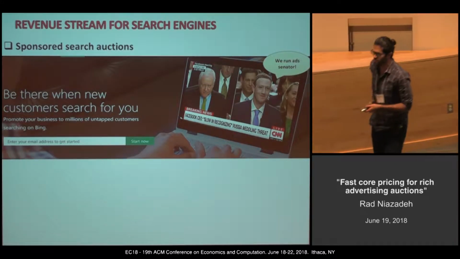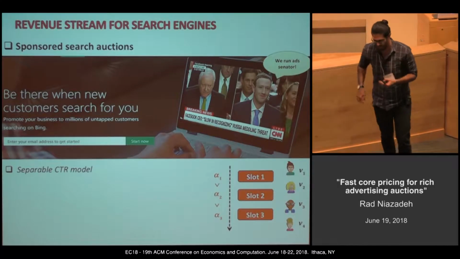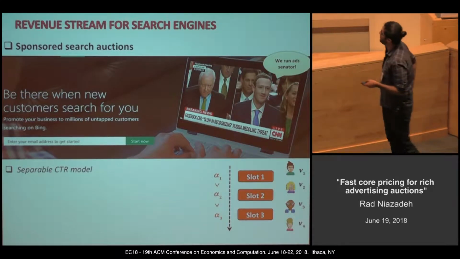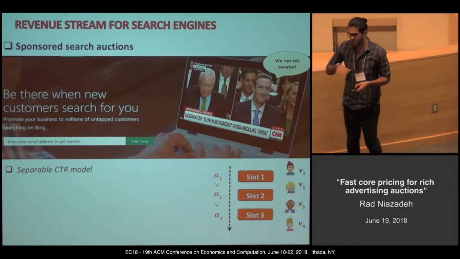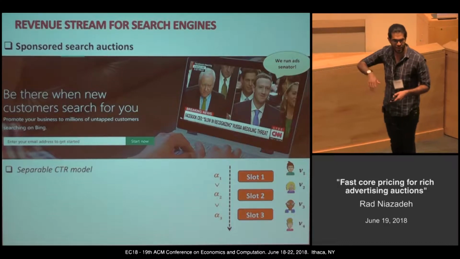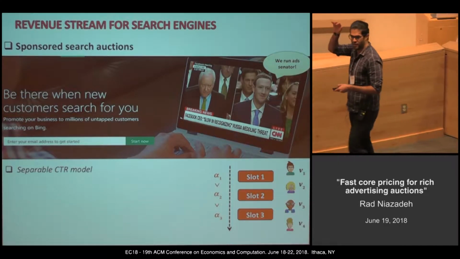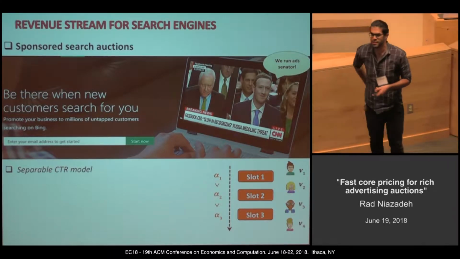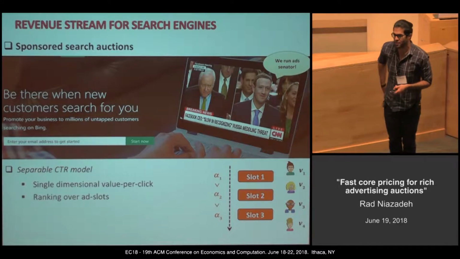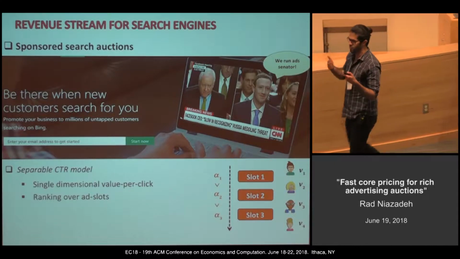I don't want to waste any more time from the audience, but let me just remind you of a classic standard model in this industry, the separable CTR model, which is essentially looking at the ad auction as selling positions. There are positions ranked based on their clickability, and then there are single-dimensional bidders that have value for clicks, and the question is which bidder should go to which position.